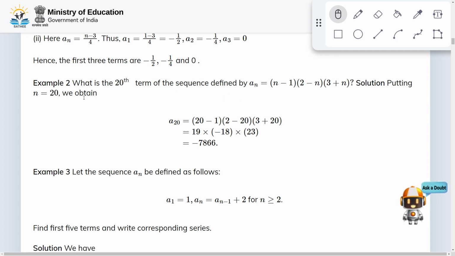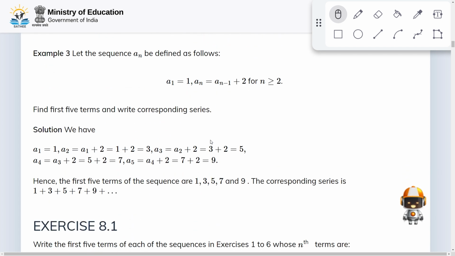So let's go back to this example. What is the 20th term of the sequence defined by this? Here the nth term is already given to you. You just have to find the 20th term, so put n equals 20. So a20 will be (20 minus 1)(2 minus 20)(3 plus 20). This means 19 times minus 18 times 23. Multiplying, you will get minus 7866. Okay. Next example.